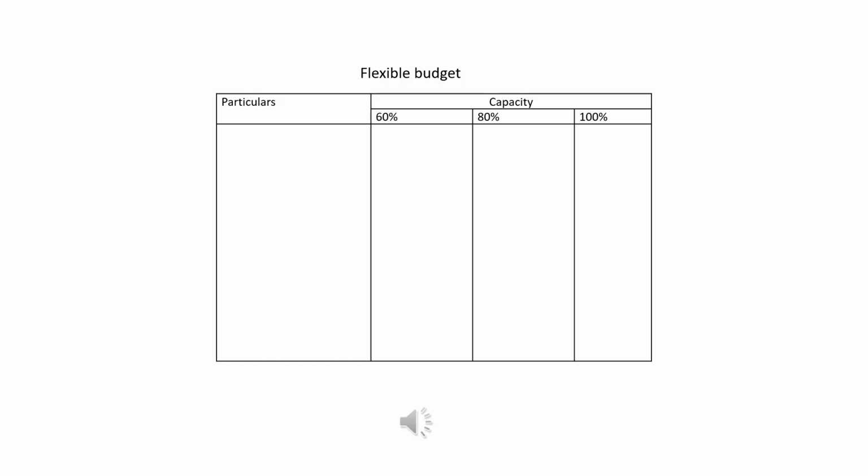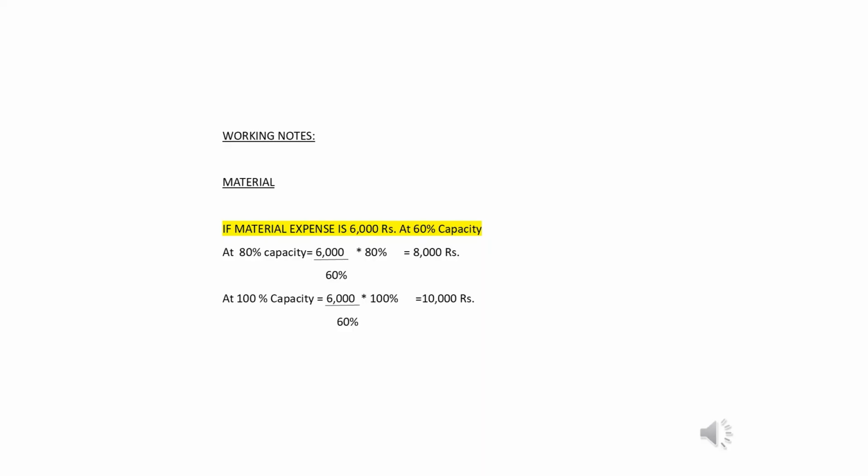First of all, we need to have a format like this, wherein one column will be for the particulars and 3 columns we will be having for the capacities for which we have to prepare a flexible budget as asked in the question. Let's have a look at the working notes now for the calculation of variable expense. First of all, we will be calculating for material. Now please see very carefully how to calculate material expense at 80% capacity and 100% capacity.